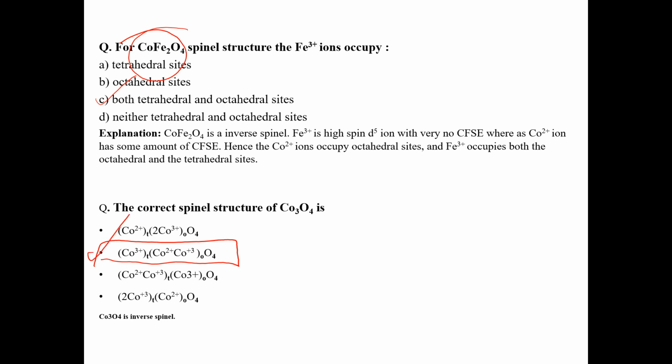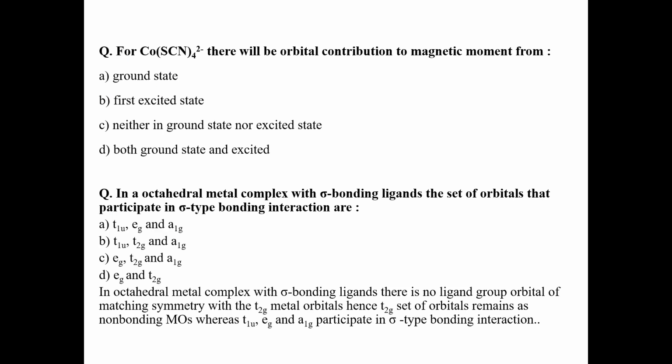I am moving very fast since these problems have already been discussed. For this complex, there will be orbital contribution to magnetic moment from the ground state, first excited state, neither in ground state nor excited, or both ground state and excited states. Just write down the electronic configuration and see whether the T term is symmetric or unsymmetric, and you can get the basic idea from there.